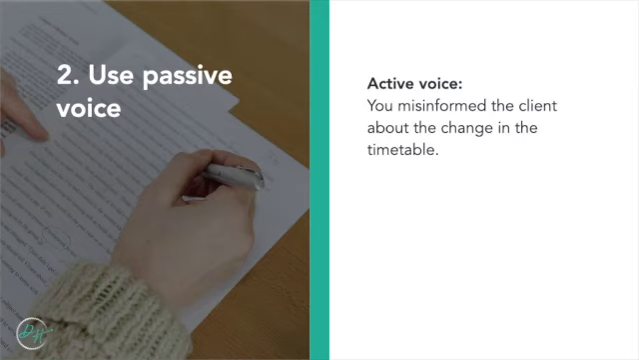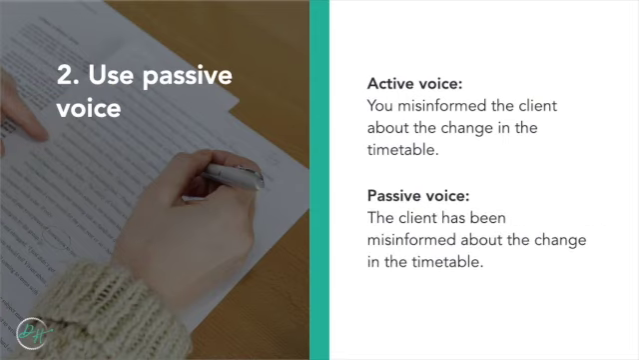So here's an active voice sentence. You misinformed the client about the change in the timetable. Direct, also accusing. Here's the passive voice version. The client has been misinformed about the change in the timetable. Again, this is a much more neutral version.